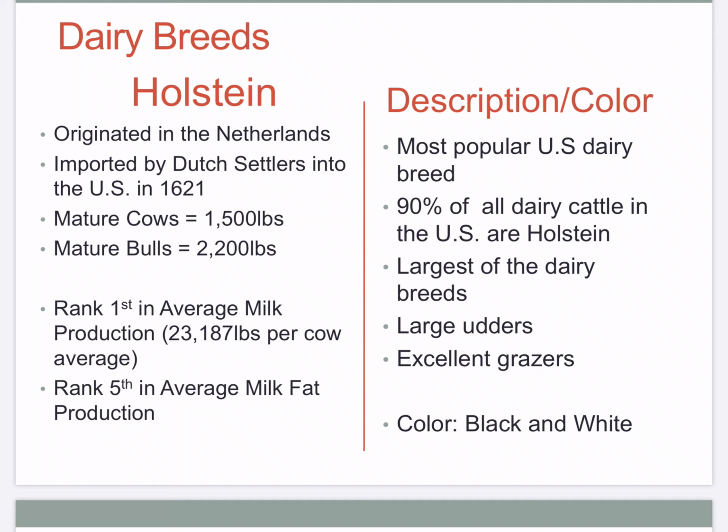Okay, so the Holstein rank is first, and in average milk production, fifth. In average milk fat production, cows equal 1,500 pounds, bulls equal 2,200 pounds. History: originated in the Netherlands, imported by Dutch settlers into the U.S. in 1681. Most popular U.S. dairy breed, they are 90% of all dairy cattle in the U.S.